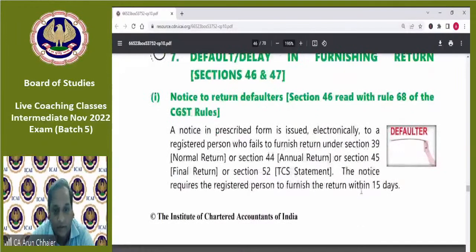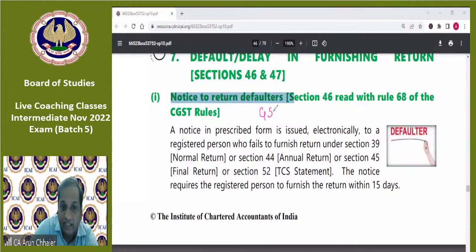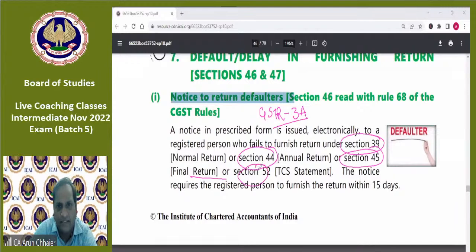Delay in furnishing the return, we have discussed section 47, the late fees. What is section 46? Section 46 is talking about the defaulter. So they are talking about the GSTR 3A. GSTR 3A is not a return. GSTR 3A is a notice to the return defaulter. If the return under section 39, GSTR 3B, or under section 44, that is GSTR 9 or 9A or 9B, or section 45, that is the final return, or section 52, that is the TCS statement, is not being filed, then notice can be served.